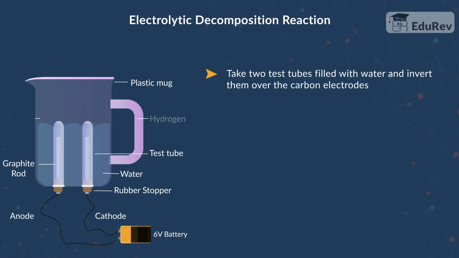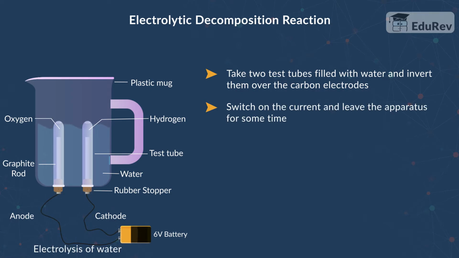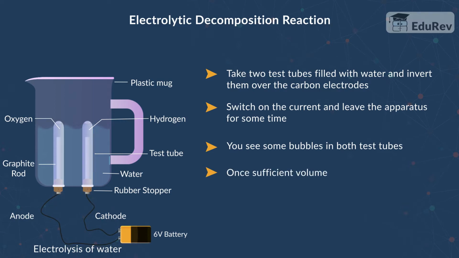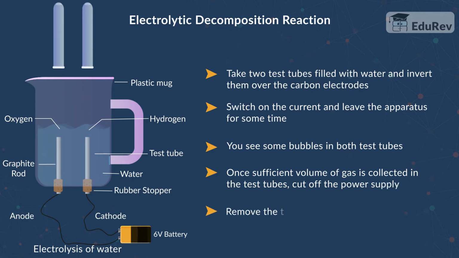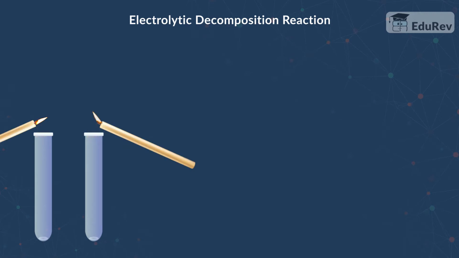Wow, your apparatus is now ready. Switch on the current and leave the apparatus undisturbed for some time. What do you see? Do you see formation of bubbles at both the electrodes? Once sufficient volume of the gas is collected in both the test tubes, cut off the power supply and remove them carefully. Note, the gases can escape easily, so let's begin the testing fast. Let's bring a burning candle close to the mouth of these test tubes. What inference can you draw?